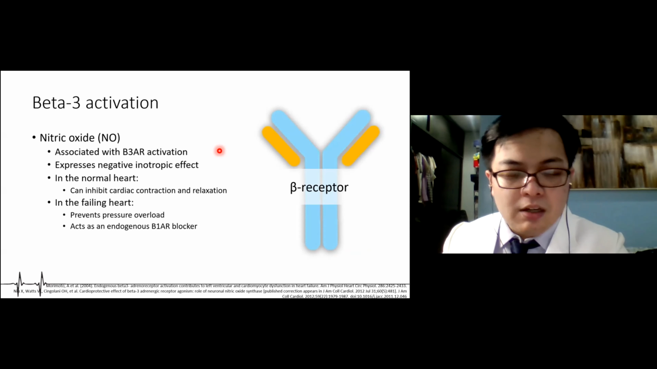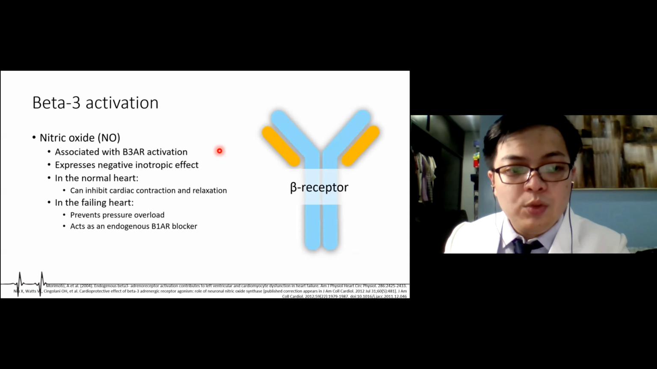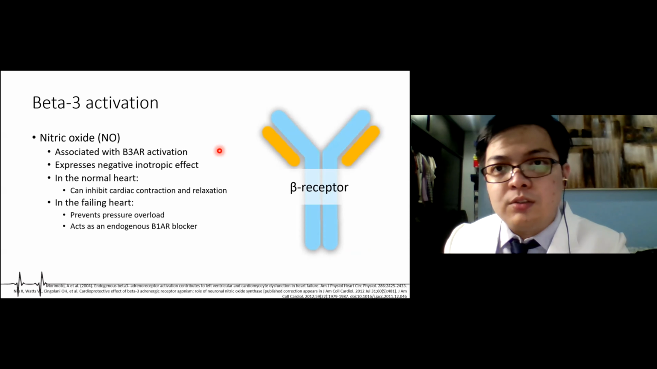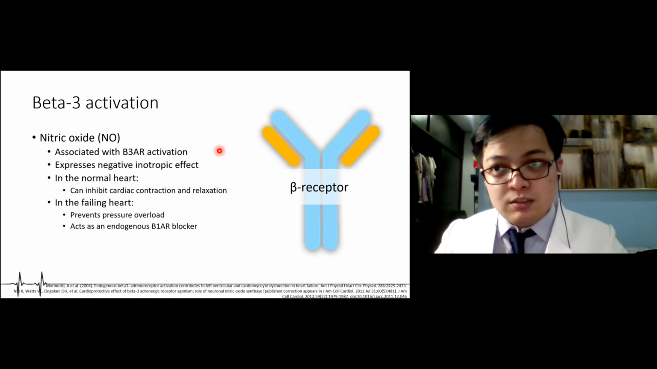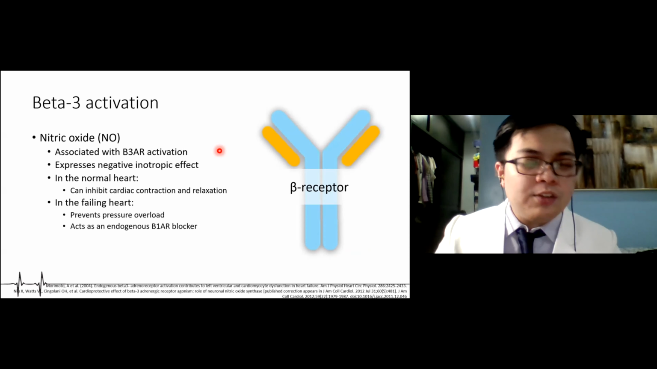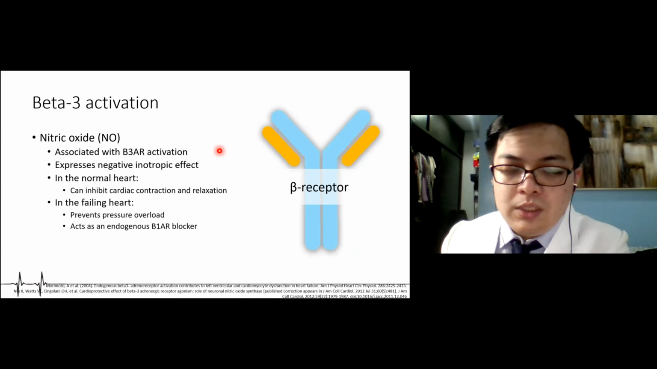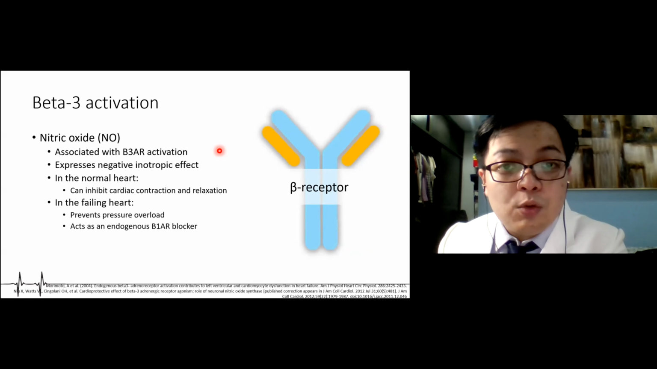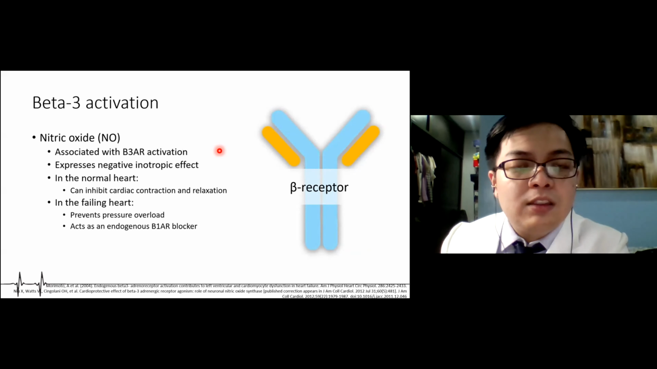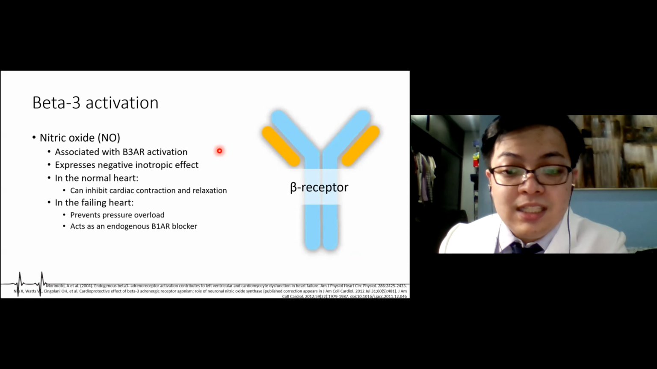But in the failing heart, it prevents pressure overload, and it acts as an endogenous beta 1 adrenoreceptor blocker. So it tries to not further downregulate the already downregulated beta 1 and beta 2 receptors. So it shares its negative inotropic effect in hearts through altered nitric oxide signaling.